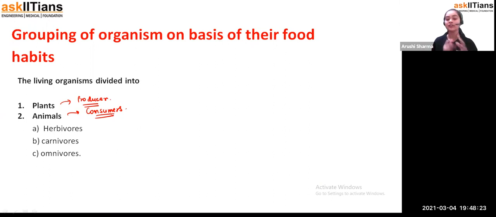Okay, now omnivores are those organisms, students, that have both options: they can go for vegetarian and they can also go for non-vegetarian. That means human beings can also be an example of omnivores. How? Because some human beings like eating dal, roti, rice and other things which are vegetarian in nature.